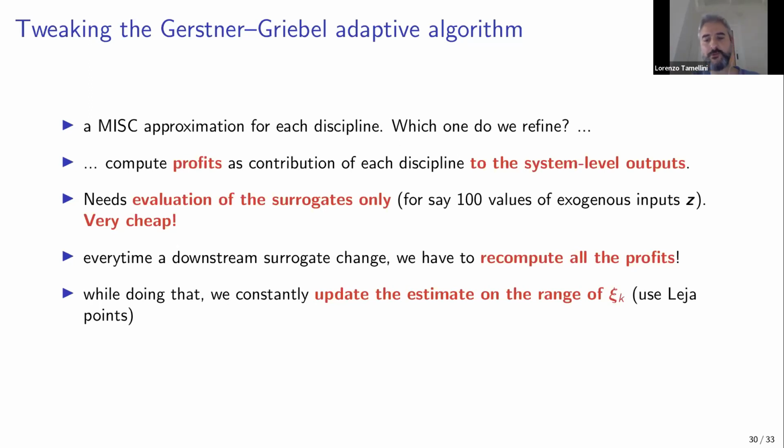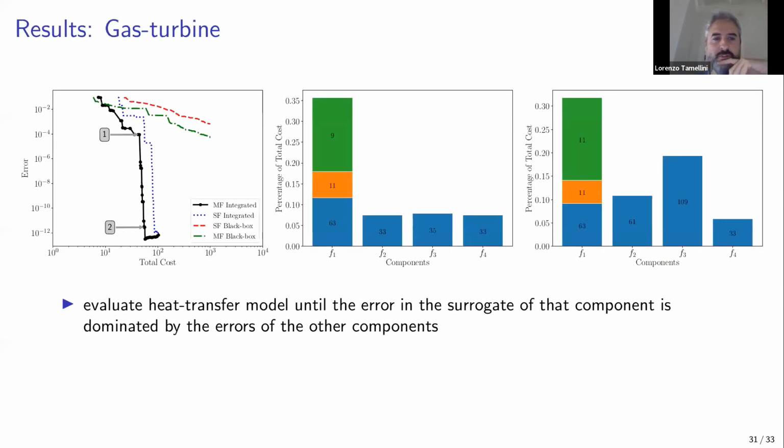to keep into account several disciplines, and we refine only the disciplines that we need because they are deemed to have a significant impact on the system level outputs. And this is the convergence that we get and the work allocation that we get. So you see here, this is the total cost in terms of runs that we are running, each run weighted by the cost model of each model.